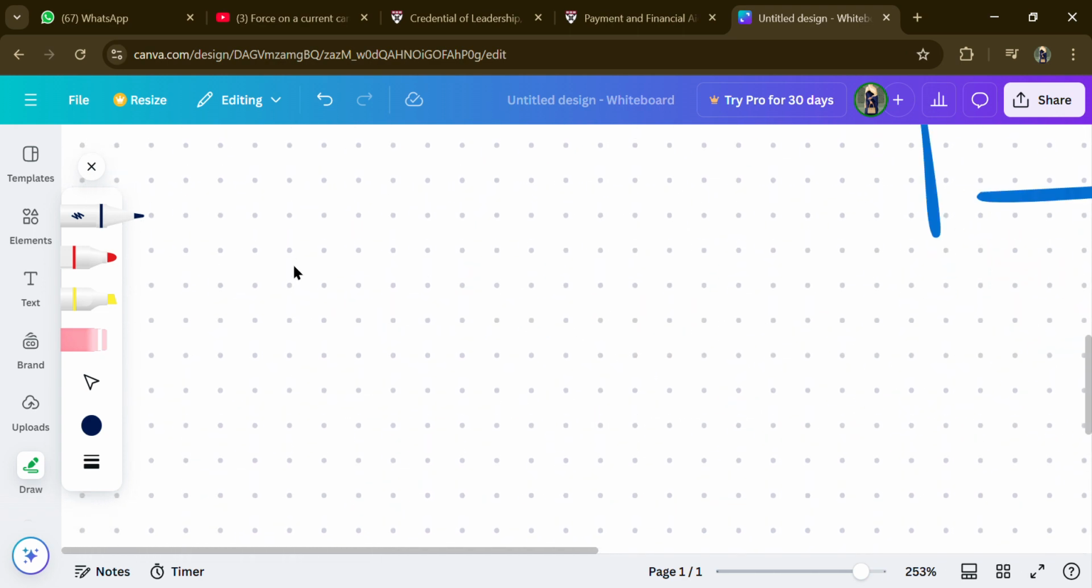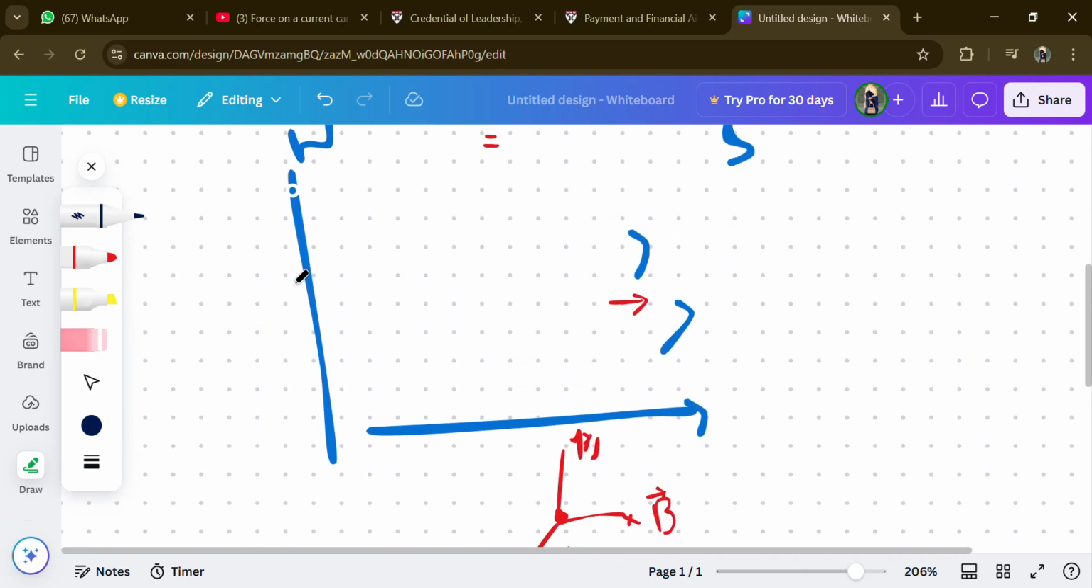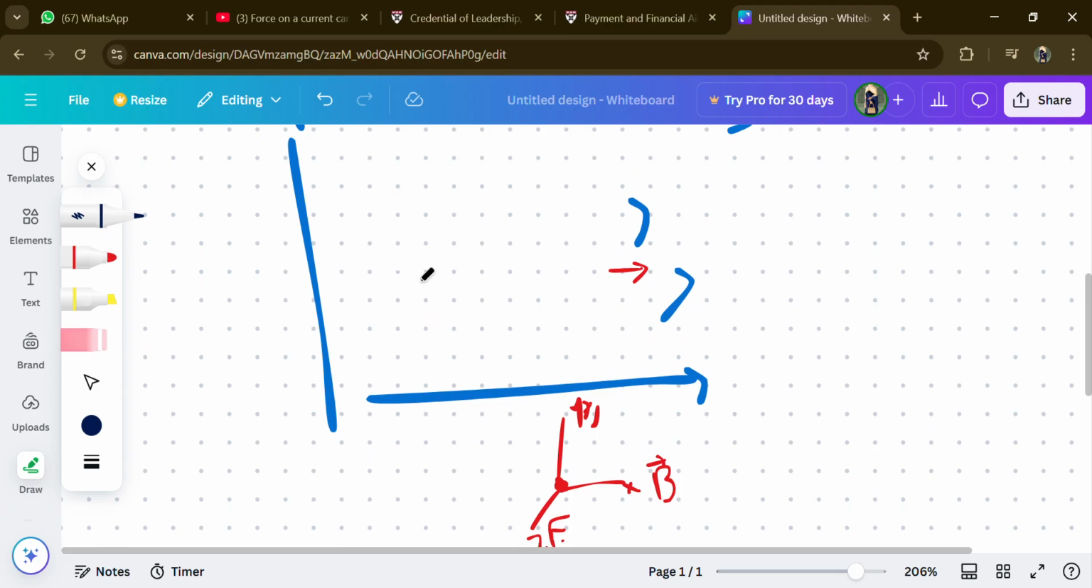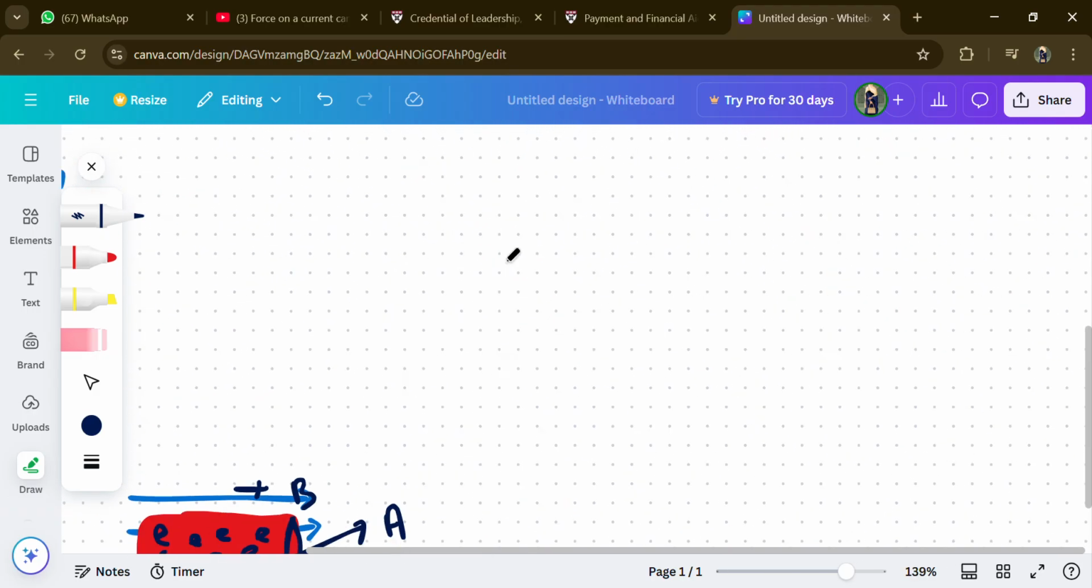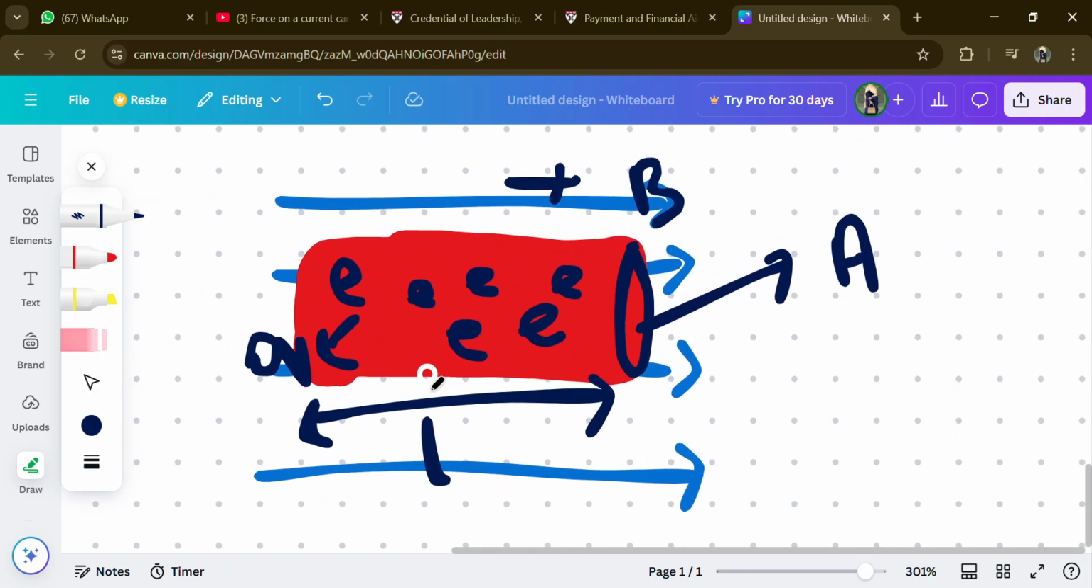Now here, what we discussed in our last thing was about a single charge. But here we are discussing a number of electrons. Now this can be 5, this can be 500, or this can be 5 lakh as well. This depends upon the situation.